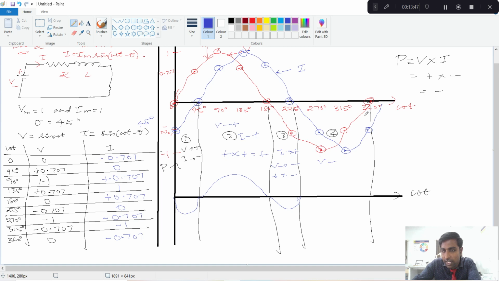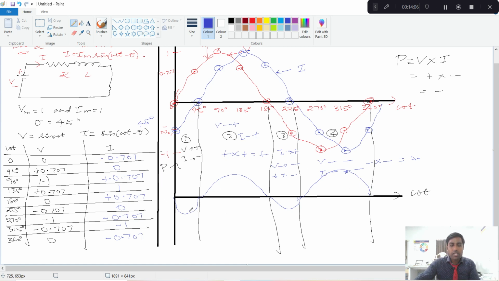And you take this part, you see V is negative, fully negative, and I is also negative. So minus into minus will give you plus. So this part will be plus. And this is my power expression.